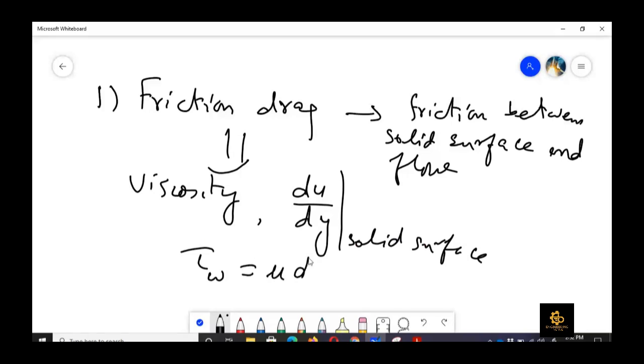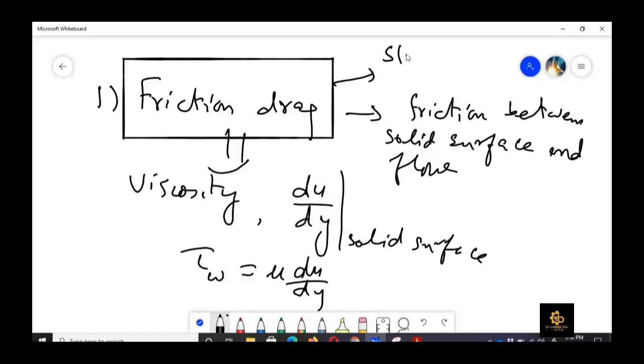So this is one component, which is friction drag, and it is usually significant when we have streamlined bodies. What are the examples of streamlined bodies? A flat plate placed parallel to the flow, or an aerofoil. It means the surface area parallel to the flow is more, and the frontal area on which the flow is striking is less. So that is a streamlined body.